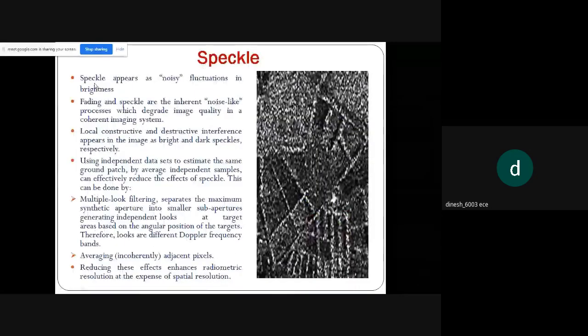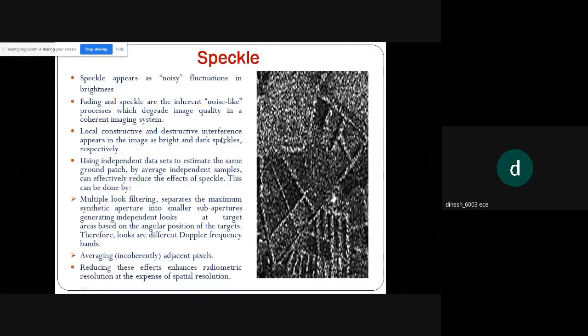You can see speckle appears as noisy fluctuations in brightness. Fading and speckle are inherent noise-like processes which degrade image quality in a coherent imaging system. So local constructive and destructive interference appears in the image as bright and dark speckles respectively. Local constructive will appear as bright. You can see that these bright spots are your local constructive. Destructive interference appears as dark speckles. You can see that dark points are your destructive interference.